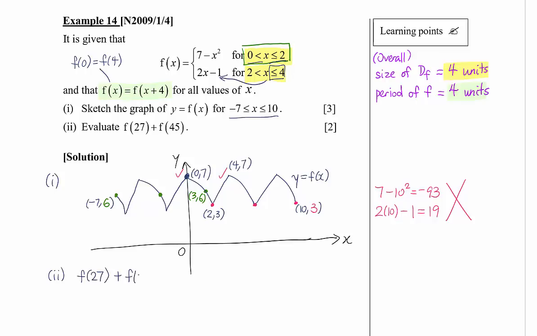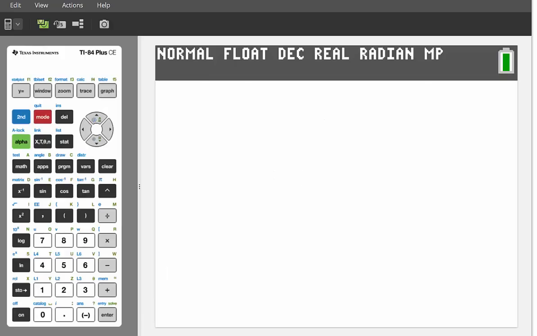f of 27 plus f of 45. We do not simply substitute in 27 or 45 into these equations because that will not work. Instead, we see that f of 27 is actually equal to f of 23, right? By virtue of the equation here, equal to f of 19 and so on. And similarly for f of 45. So where does all this lead to? To the GC, of course.